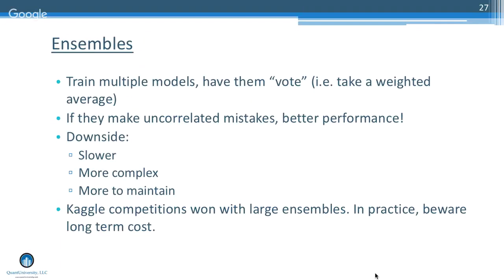And so if you're trying to win a Kaggle competition, often people will staple together 150 different models. If you're trying to run something in production that you have to maintain day to day, maybe 2 or 3, but probably not 150.